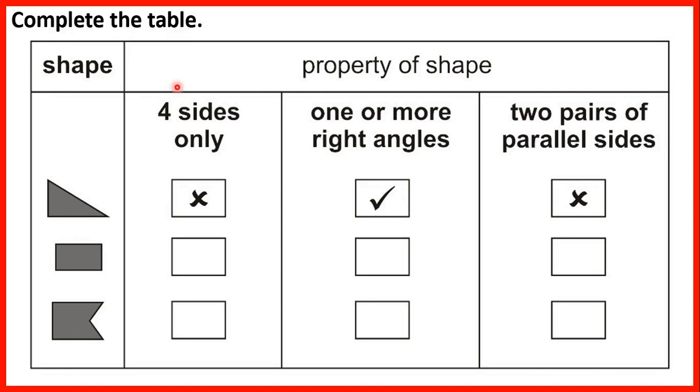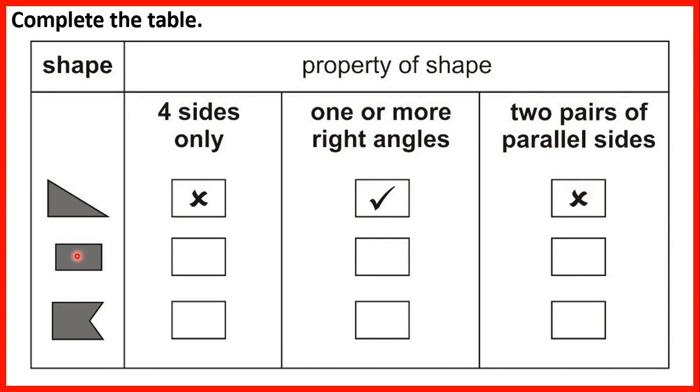Complete the table. So this first shape has been completed for us. So because it's a triangle, they've put a cross under 4 sides only. They've put a tick under 1 or more right angles because it has a right angle in this corner here. Remember, a right angle is like the corner of a piece of paper. They've put a cross under 2 pairs of parallel sides because remember, parallel sides or parallel lines are lines that would go on forever without ever crossing if we extended them, and a triangle can never have parallel sides.